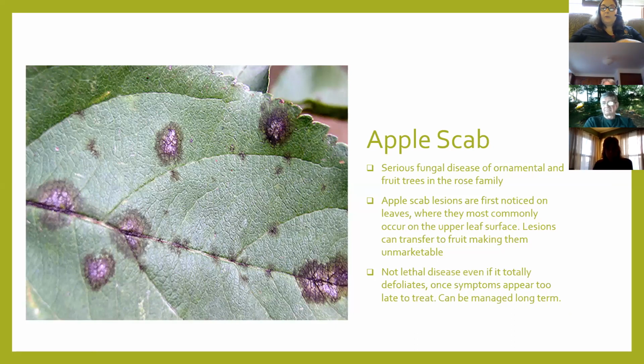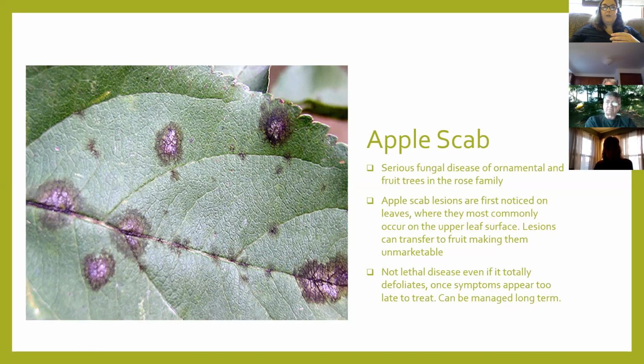It affects both ornamental and fruit trees in the rose family. So the lesions are first noticed on the leaves, and there's these dark, kind of black circles. And they can transfer to the fruit, which can make them unmarketable.